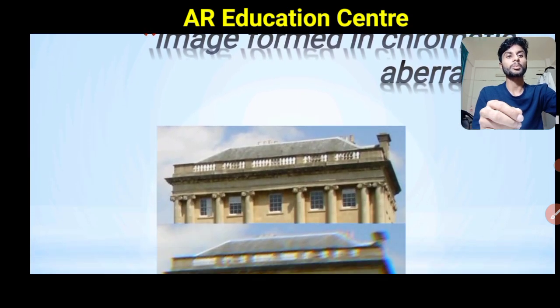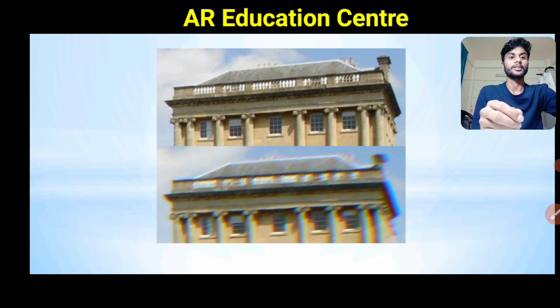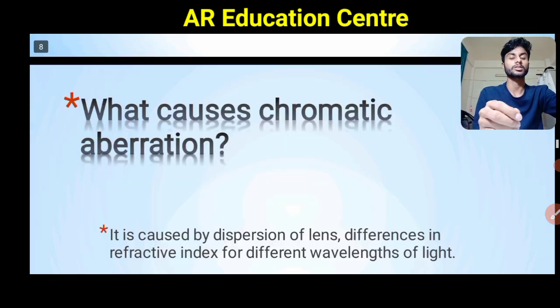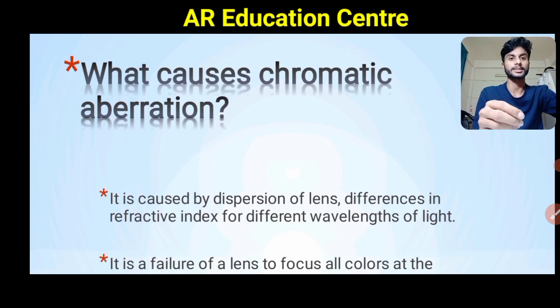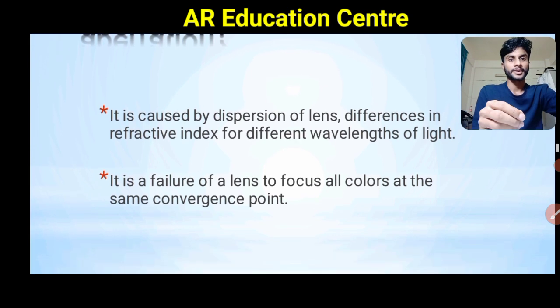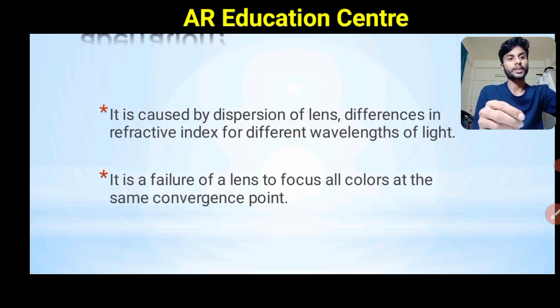Image formed in chromatic aberration. The above picture is what a normal patient can perceive and the below one is what an aberrated patient sees. This is the picture a chromatic aberrated person can see. What causes chromatic aberration? It is caused by dispersion of the lens, differences in refractive index for different wavelengths of light. It is a failure of the lens to focus all colors at the same convergence point.